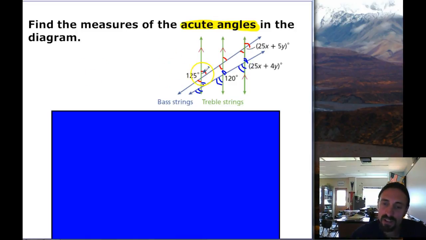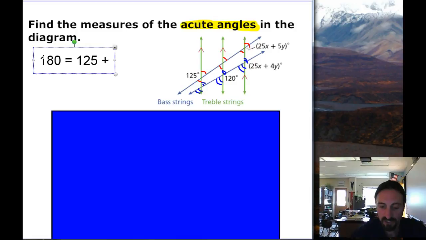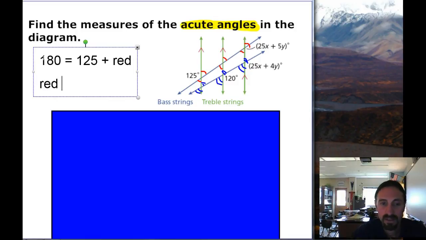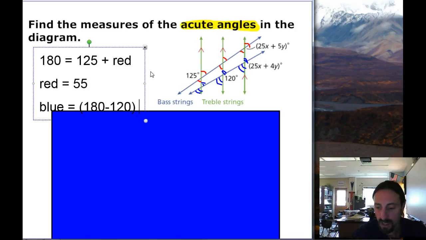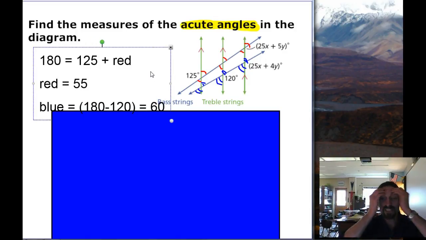Why? Because of the linear pair theorem. So this red angle is simply, wait a minute, 180 equals 125 plus the red acute angle. So red equals 180 minus 125. Say it together, 55. Very good. Well, that means the blue angle is equal to 180 minus 120, and that's equal to 60. So really, that's an easy problem.